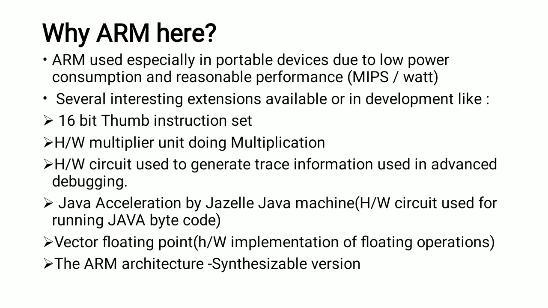Next we are going to see about why ARM is here. The ARM is used especially in portable devices due to low power consumption and reasonable performance, that is millions of instructions per second per watt. Several interesting extensions are available or in development, like the 16-bit Thumb instruction set, a hardware multiplier unit for doing multiplication, a hardware circuit used to generate trace information used in advanced debugging, Java acceleration by Jazelle Java machine, and vector floating point. The ARM architecture has a synthesizable version.